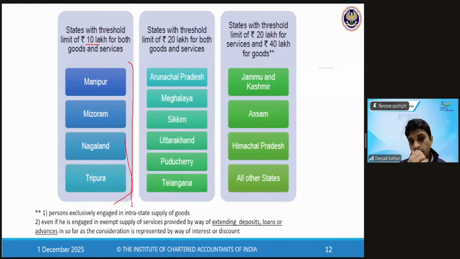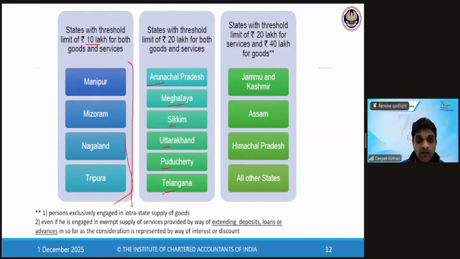UP MUST states, that is Uttarakhand, Puducherry, Meghalaya, Arunachal Pradesh, Sikkim, and Telangana. First is TNMM, second is UP MUST. First category is for 10 lakhs, second category is 20 lakhs, and for all other states, the threshold limit is 20 lakhs for services and 40 lakhs for goods.